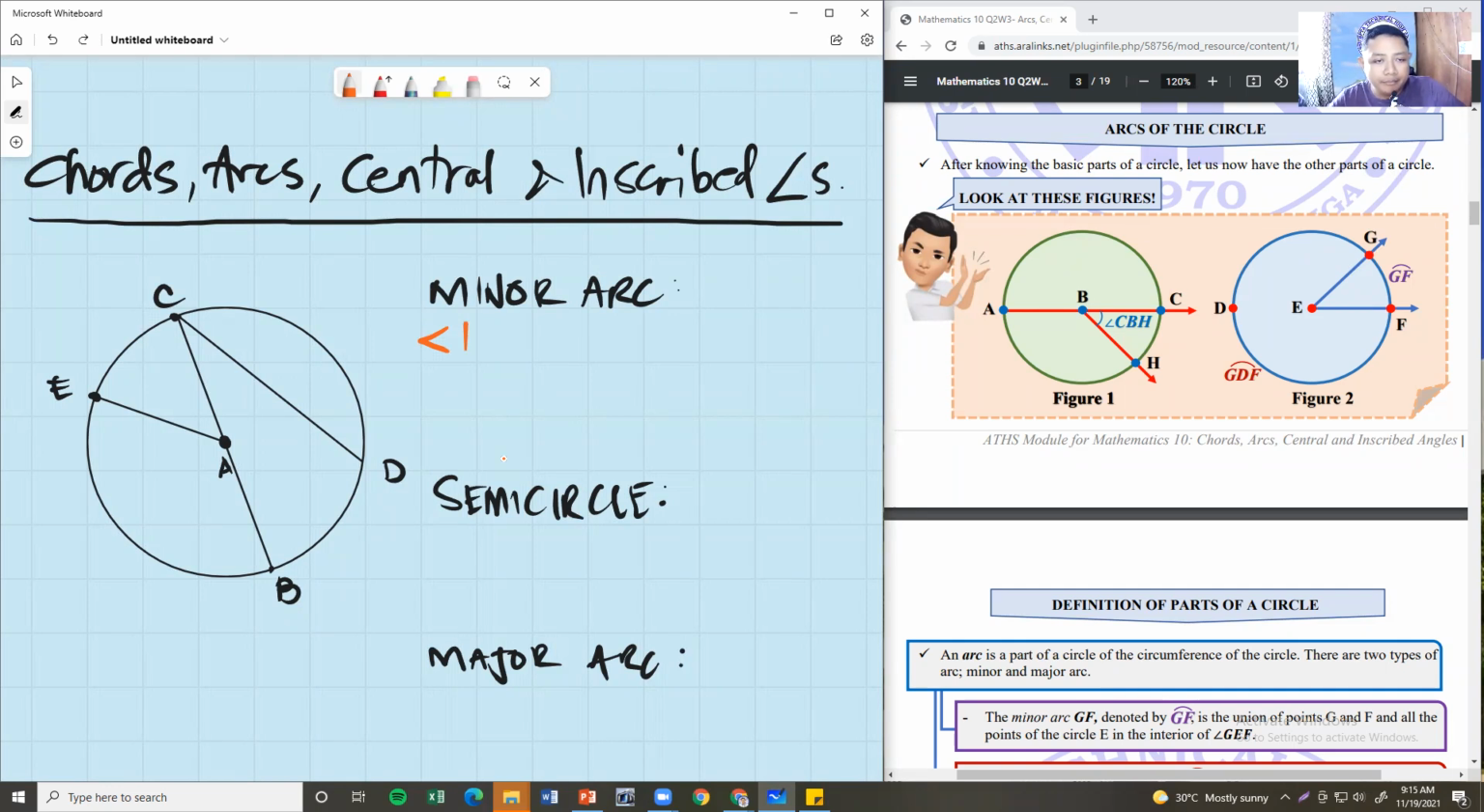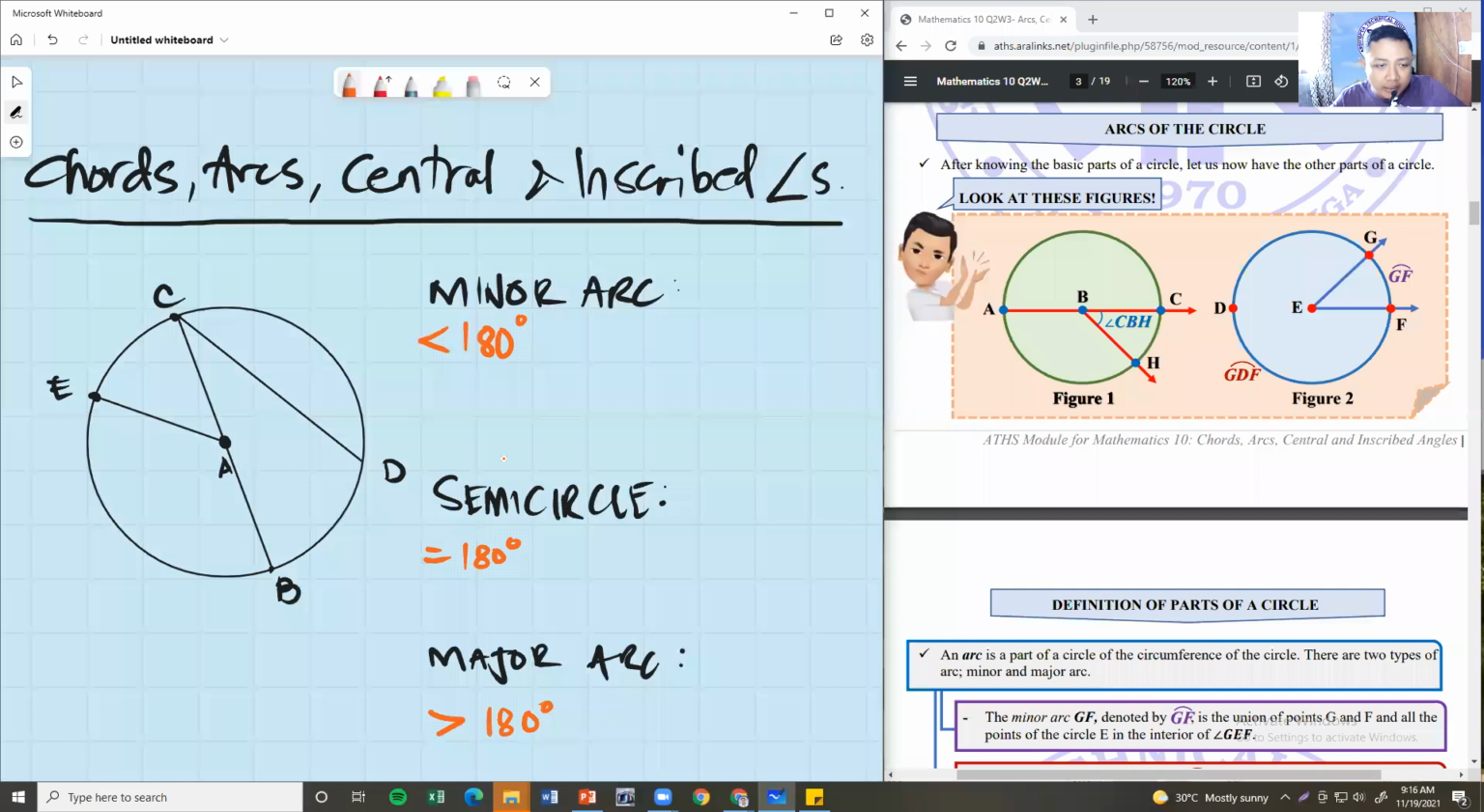Okay, semicircle is exactly 180 degrees and major arc is greater than 180 degrees. Take note of that. Okay, and what's the measurement of the 180 degrees? Let's start with the semicircle. Semicircle is always divided by the diameter.